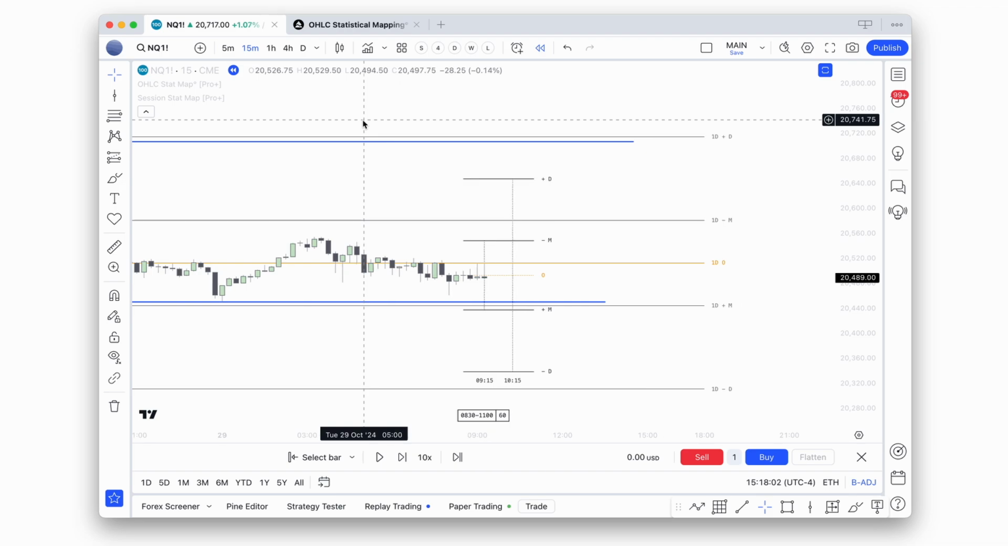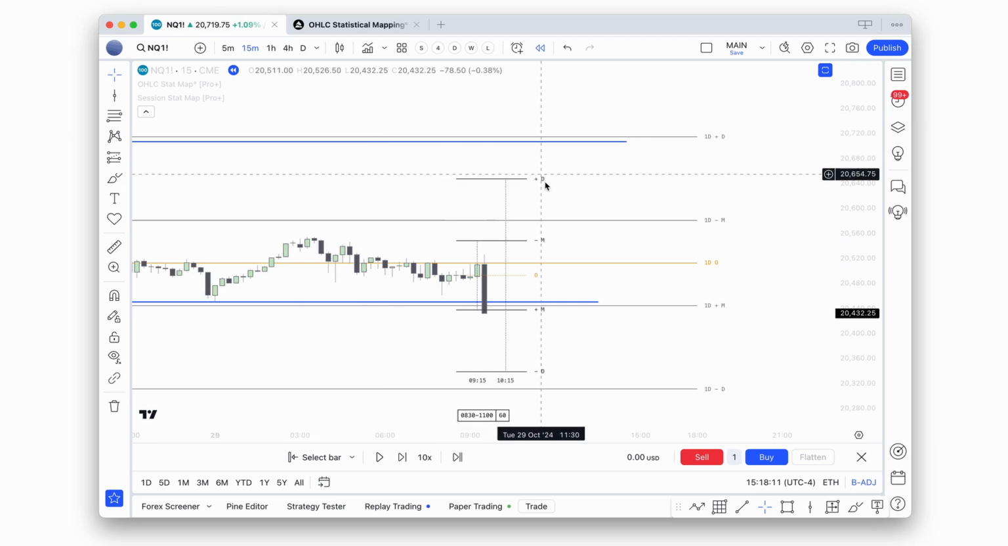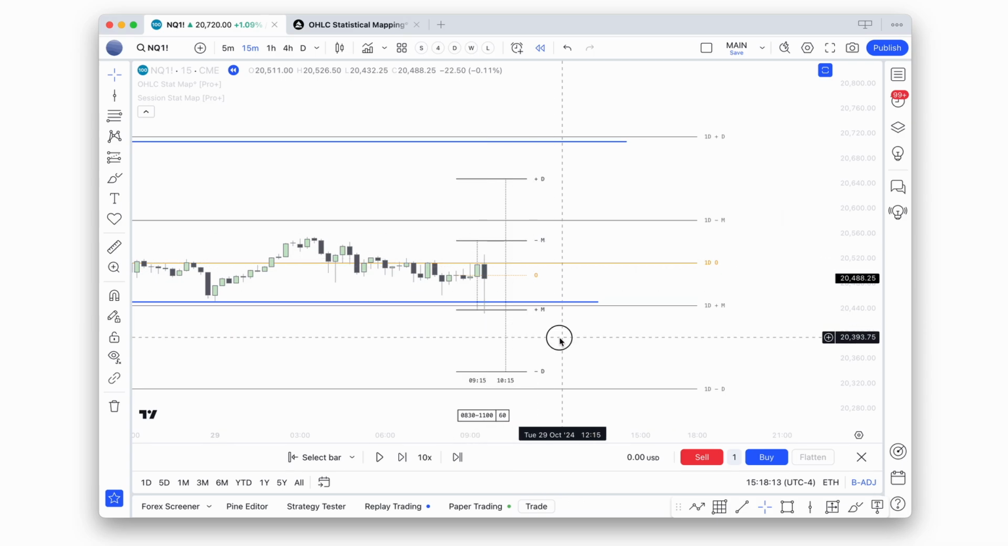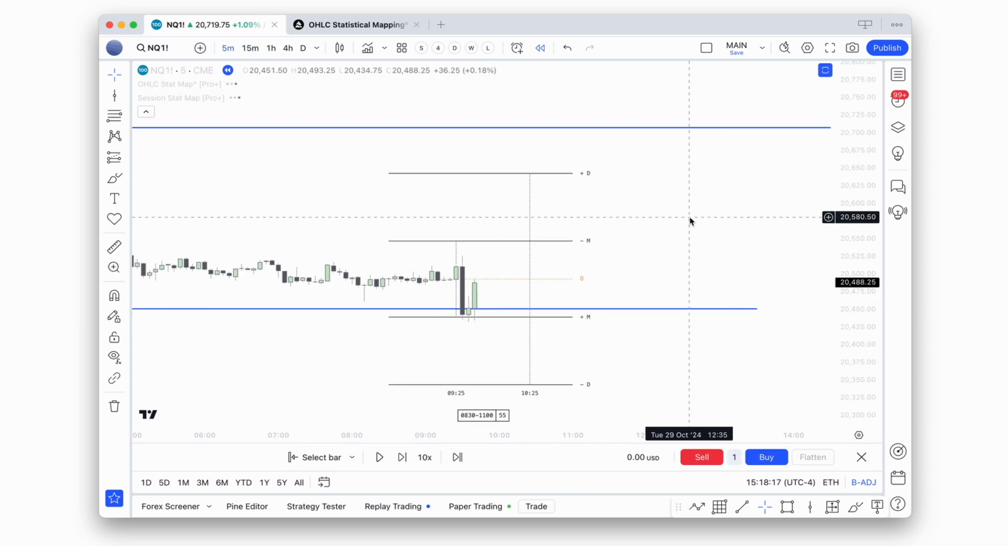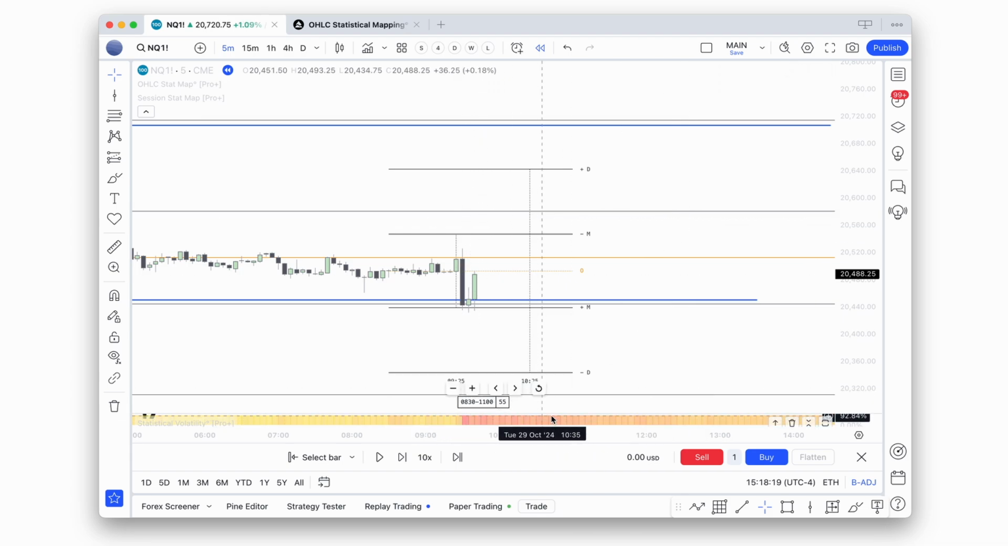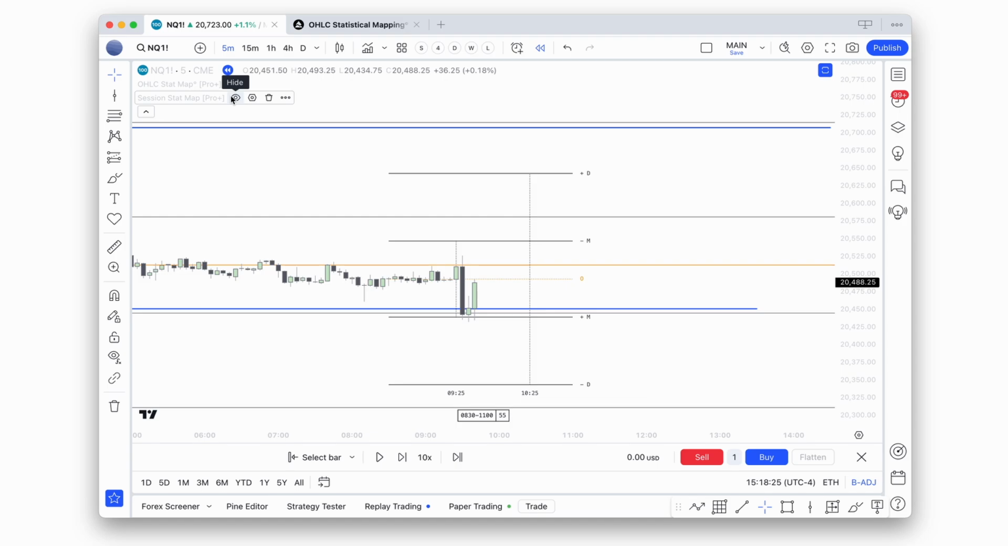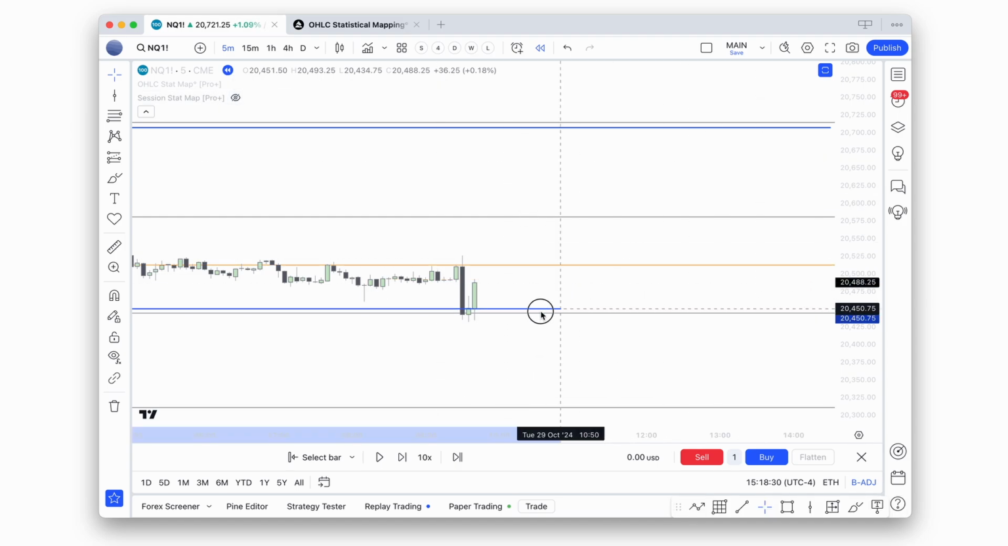Let's see what happens at market open. Price drops down into that. Let's go on the 5-minute time frame. Once again, as you can see, we are now also trading in that volatility time session. Let's remove this for now, just to make the chart a little more appealing.